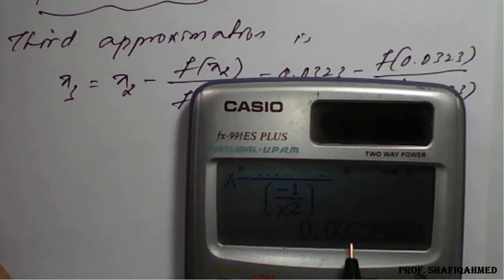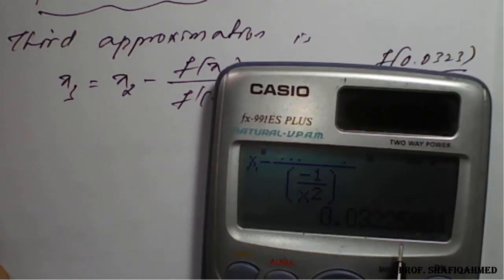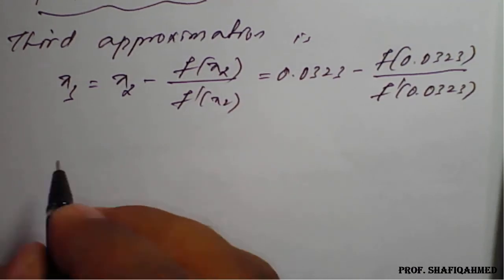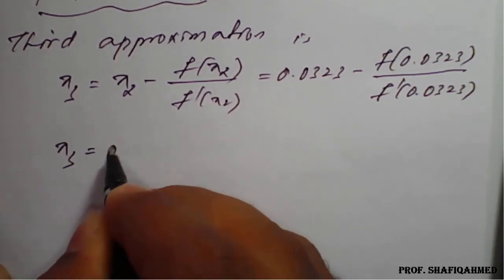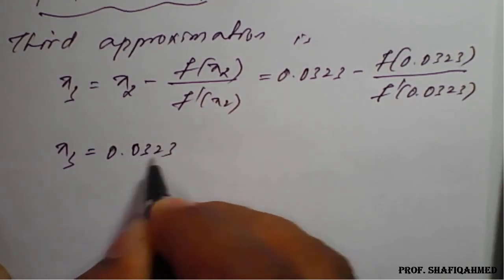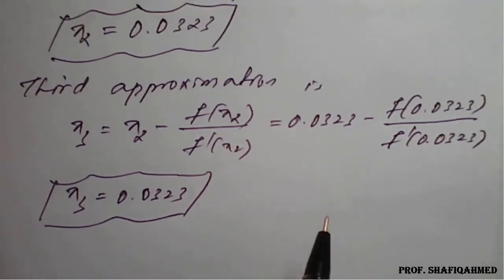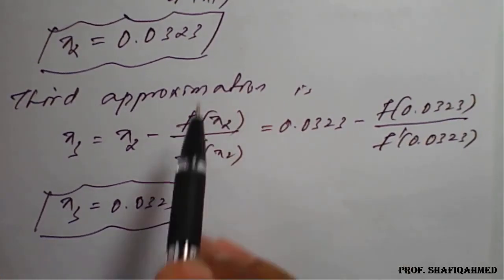So 0.0323, up to 4 decimal places we will round up, because here the fifth place is 5. So if you add here, it will become 0.0323. So x3 is equal to 0.0323. So this is the third approximation. If you compare the second and third, we are getting the same.